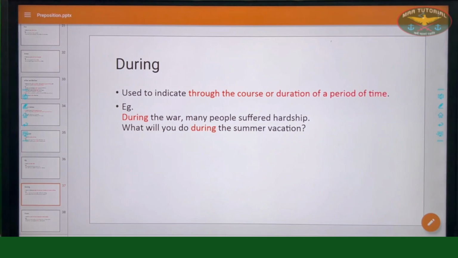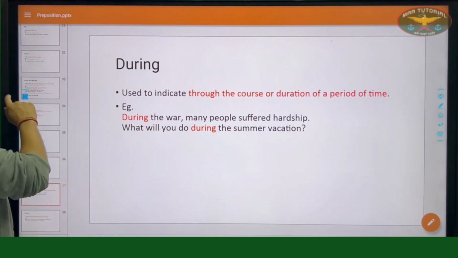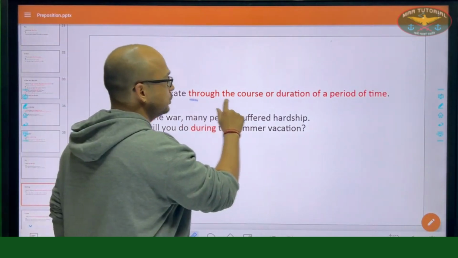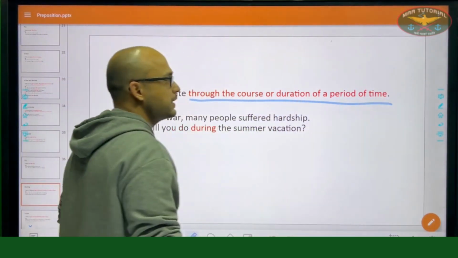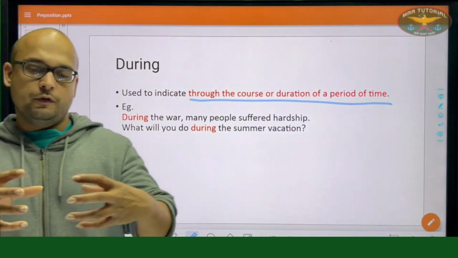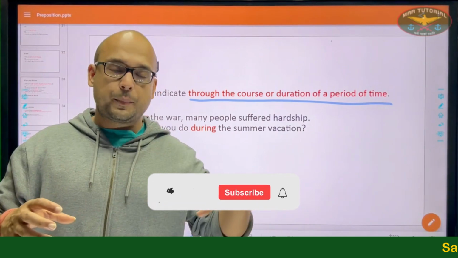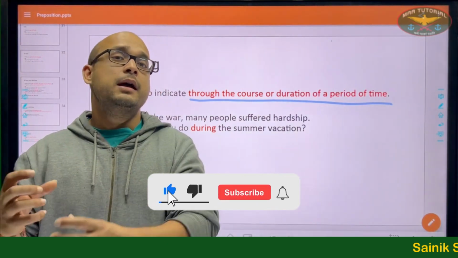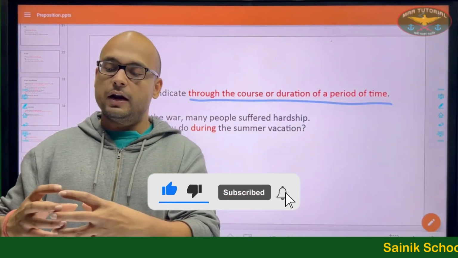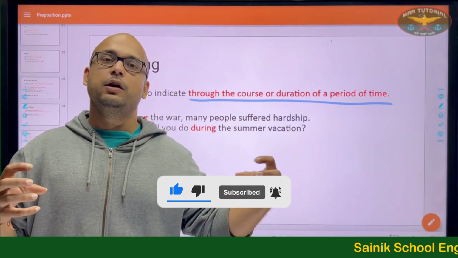Our next preposition is during. Now, during is used to indicate through the course or duration of a period of time. That means if something is happening over a period of time, then throughout that period of time, if we want to talk about something, then we will say during. During means it was happening throughout that period of time.